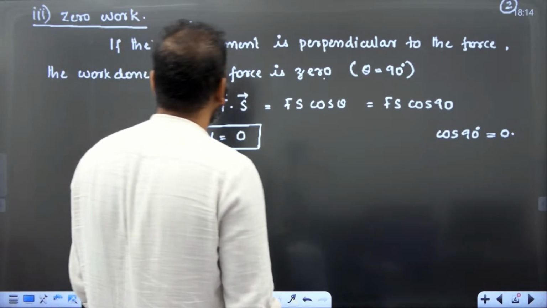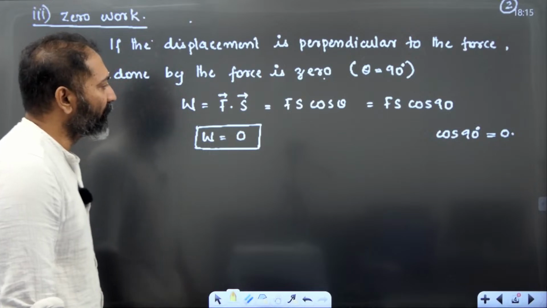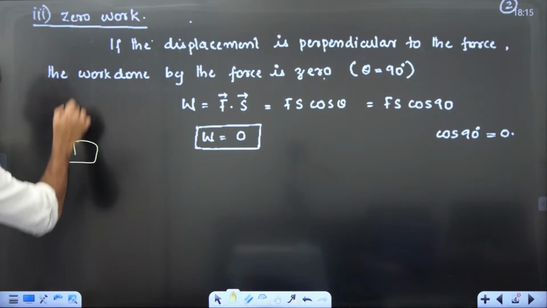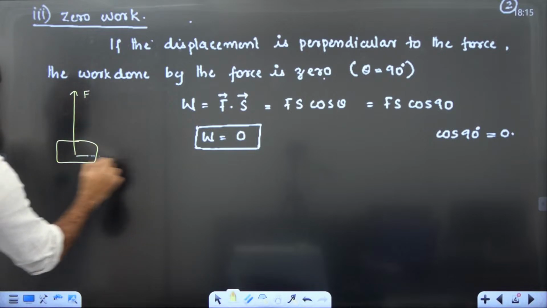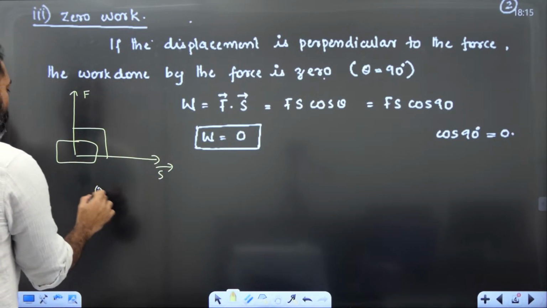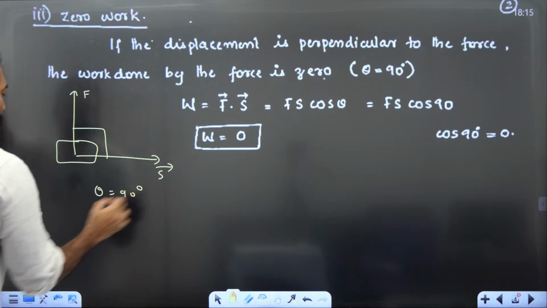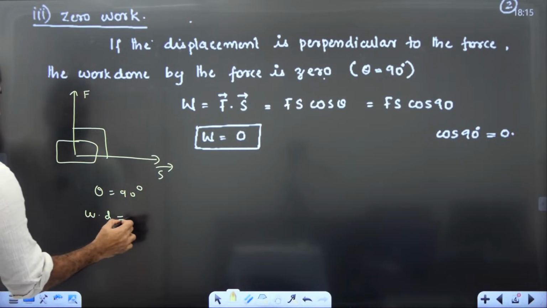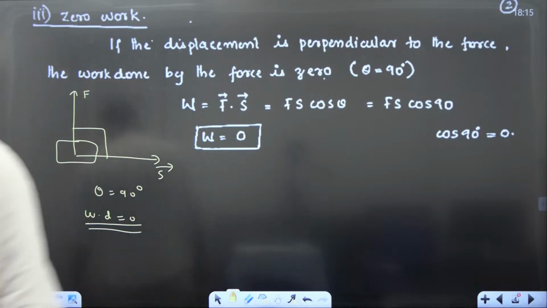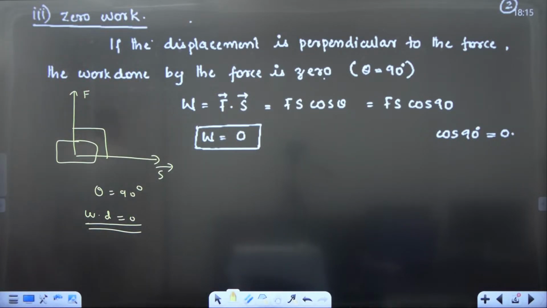Theta equal to 90 degree. Work done equal to F vector dot S vector, Fs cos theta. What is this case? This is force and this is displacement. See here, force and displacement are perpendicular to each other. Theta equal to 90 degree. Work done is equal to what? 0. Note it down, zero work done.